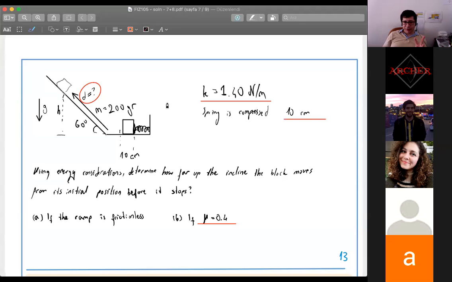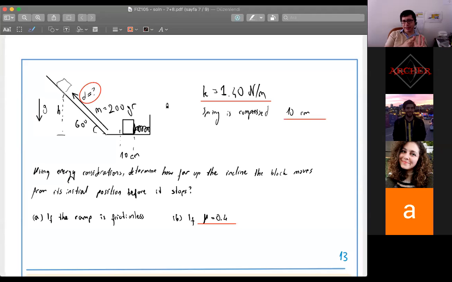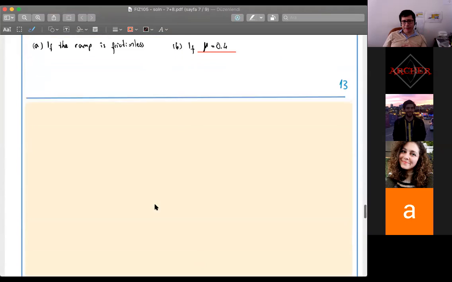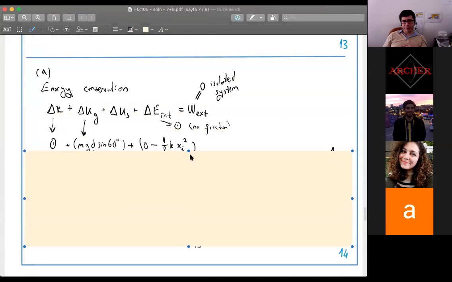Of course, if you define your system like this, object plus spring plus the earth or gravity, you can speak about potential energy only if you include the relevant force in the system. So the system here is this: gravity or the earth, object, and spring. Now, the case of frictionless ramp first.